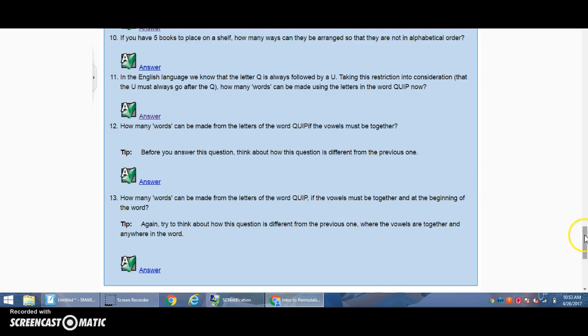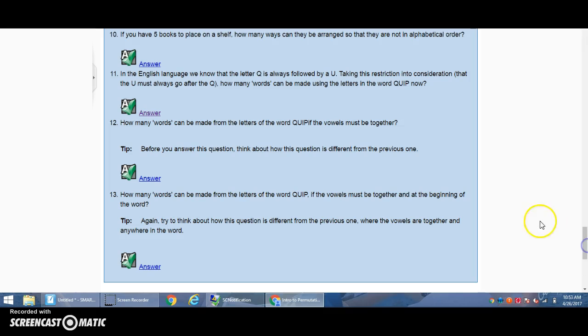11 and 12 are kind of neat, and I'll do these real quick. I'm running out of video time here.